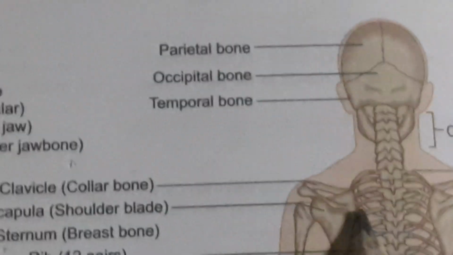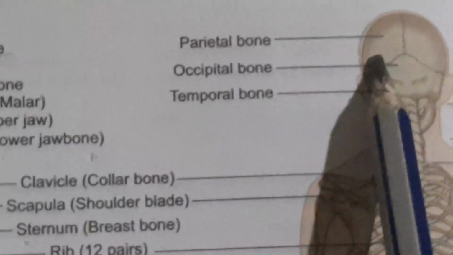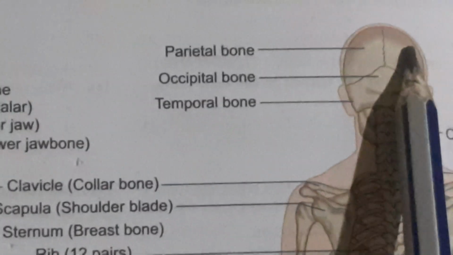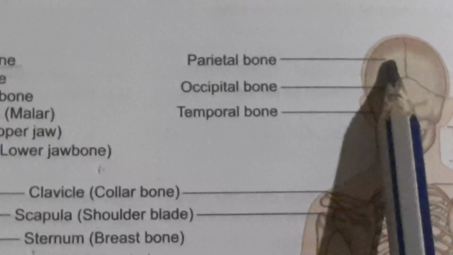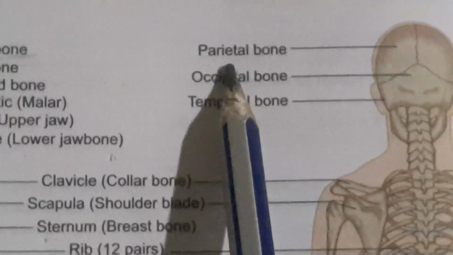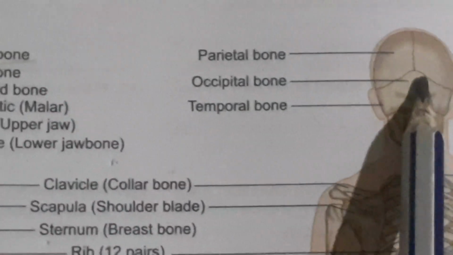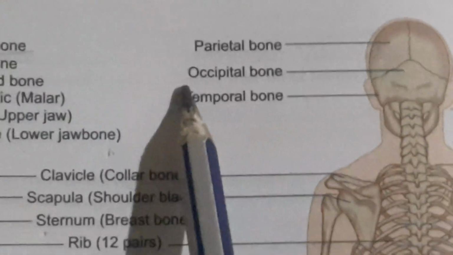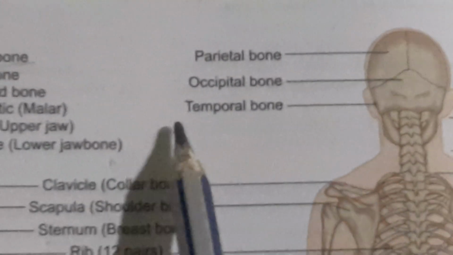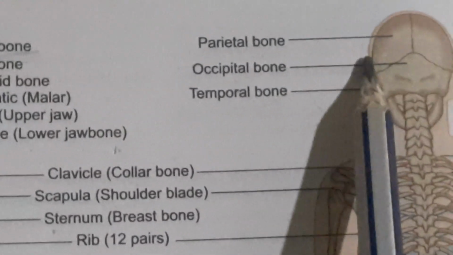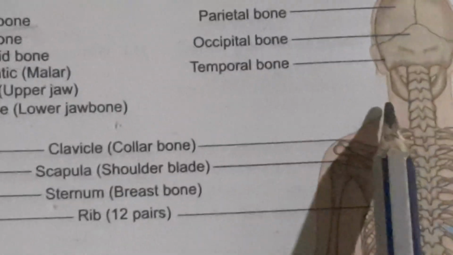Now here is a backward portion. These two are divided into two halves. These two bones are known as parietal bones. Now here the lower bone is known as occipital bone. Now here, lower than that, is known as temporal bone. This one is known as temporal bone.